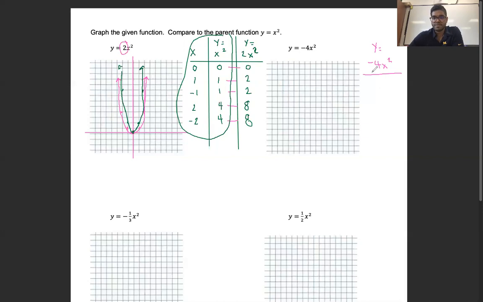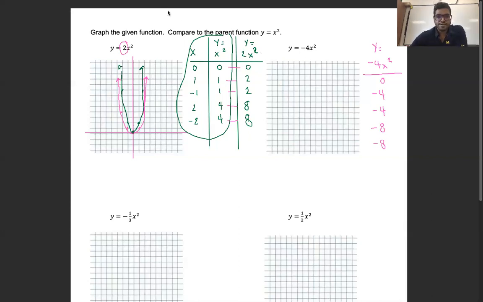Okay, now we're going to do the same thing, but instead of multiplying by 2, we're going to multiply by negative 4. So we're still going to have 0, 0. Instead of 1, 1, we're going to now have 1, negative 4. Okay, same thing on the next one. You're going to have negative 4. And then instead of having 2, 4, we're gonna have 2, negative 8, and negative 2, negative 8.